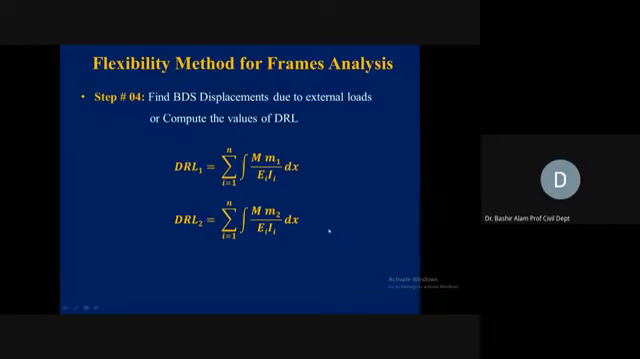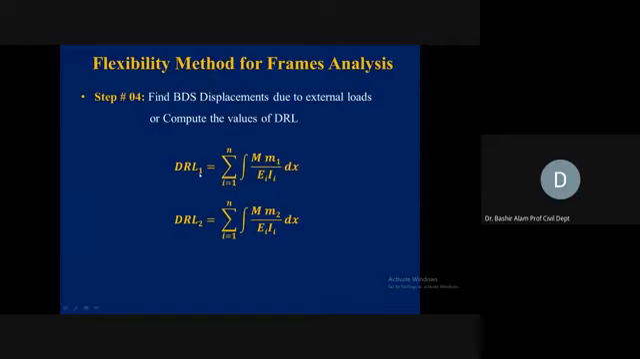So it involves writing the moment equations, then finding the product of these moments, then integration, putting in the limits, and then the summation of all these effects. This way you can compute DRL1 and DRL2. Now what will be F11? The same configuration we will be using. F11 will be equal to the integral of m1 times m1 divided by EI dx.